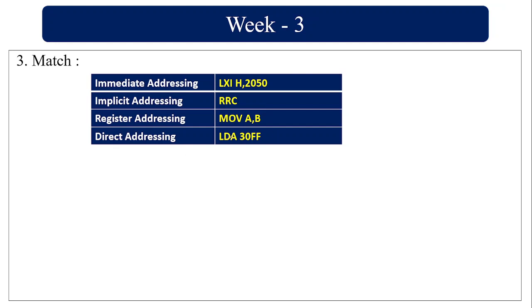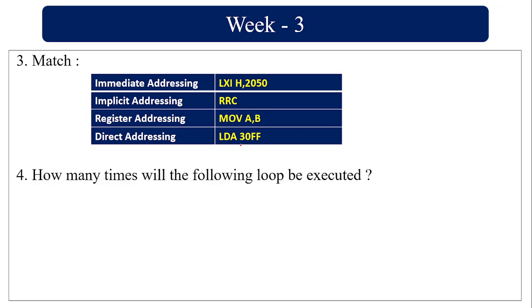Direct addressing: load the accumulator with the value present at 30FF. So the memory location is given in the instruction. It is a part of the instruction, so it is called direct addressing. The address of the content is given directly in the instruction.